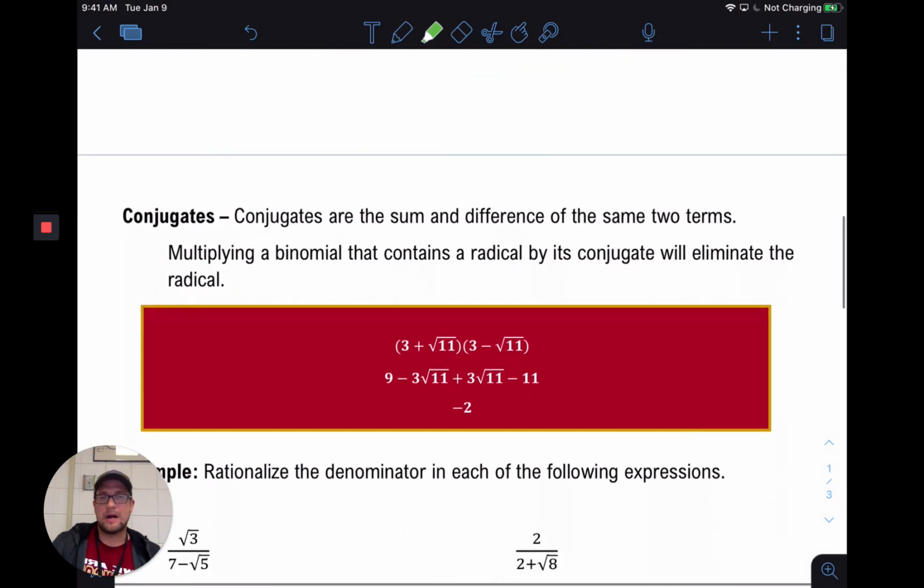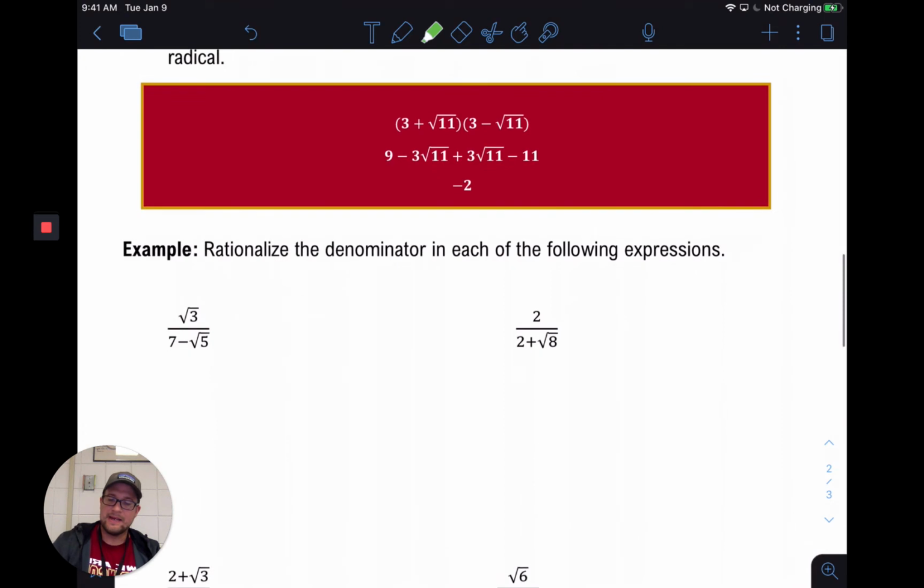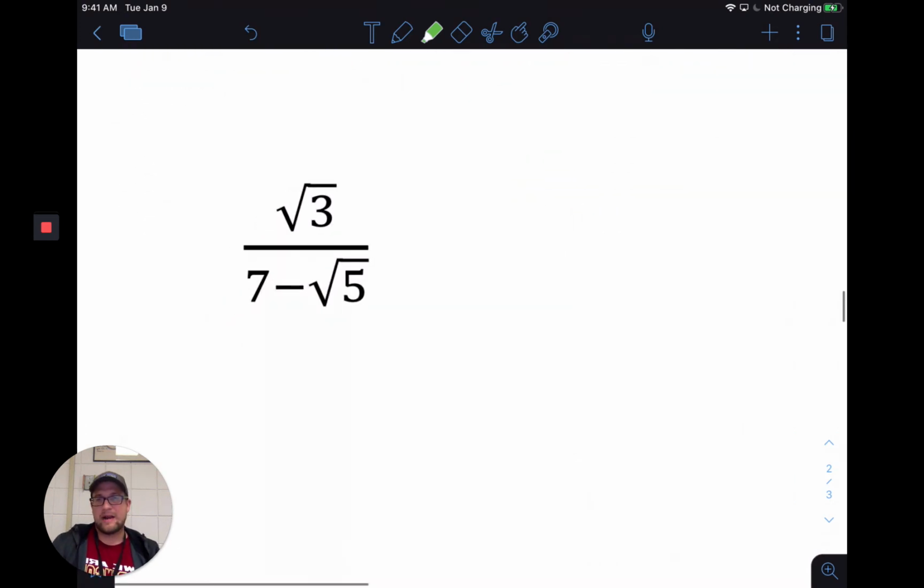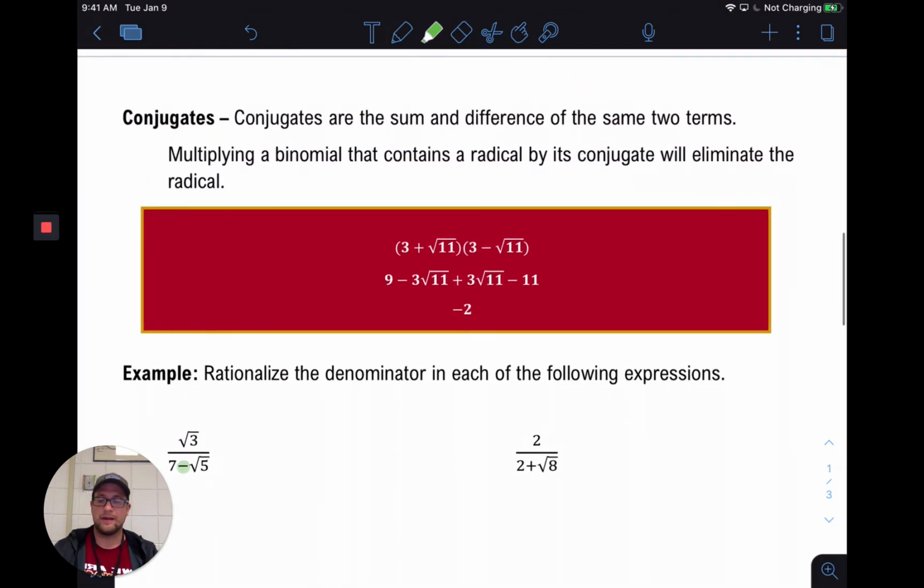Now, in some problems, what we're going to find is that in the denominator of our fraction, there's actually a plus or a minus. And that actually starts to pose a problem, and we need a new tool to work with that. And that new tool is what we call conjugates. Now, conjugates are just the sum and difference of the same two terms. It says multiplying a binomial that contains a radical by its conjugate will eliminate the radical.